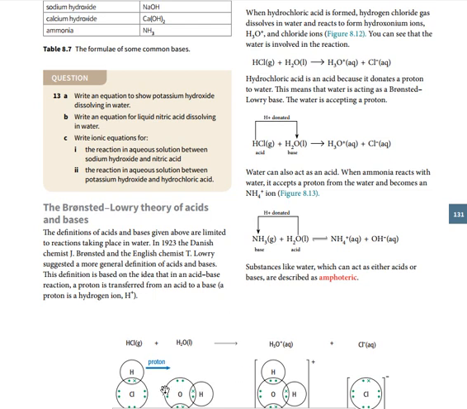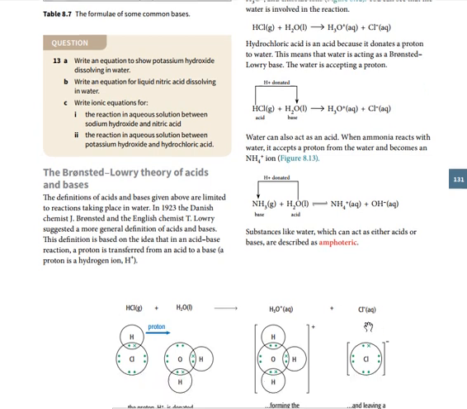So now let's see in this case: hydrochloric acid dissolving in water. The conjugate pair here is between HCl and Cl minus. You see that HCl is more positive compared to Cl minus, which is negative. So this is the conjugate acid, and this is the conjugate base.